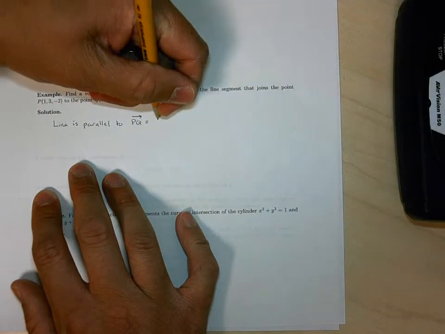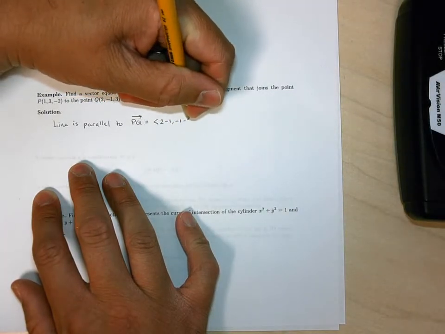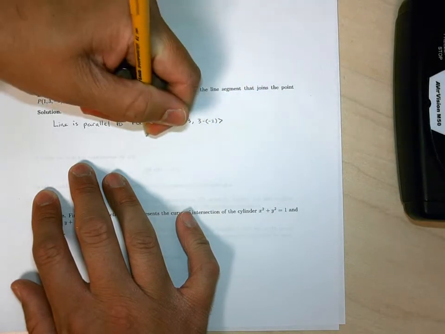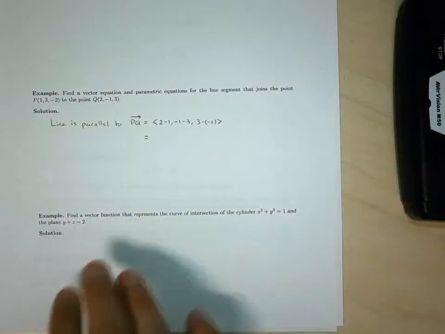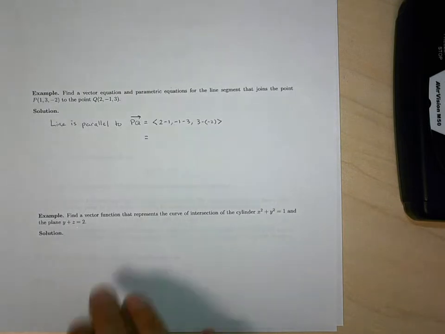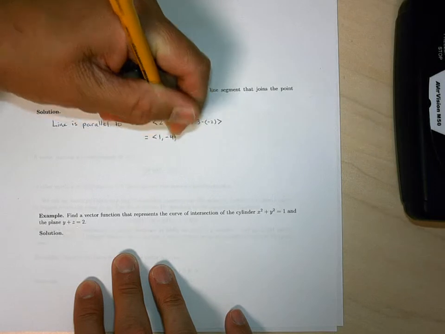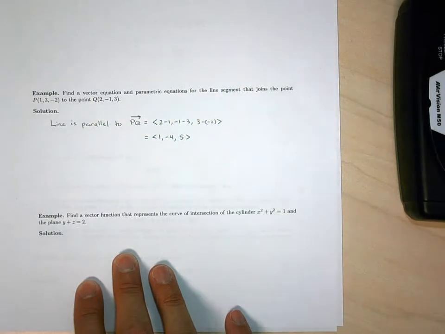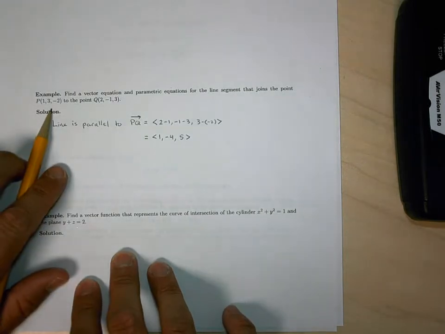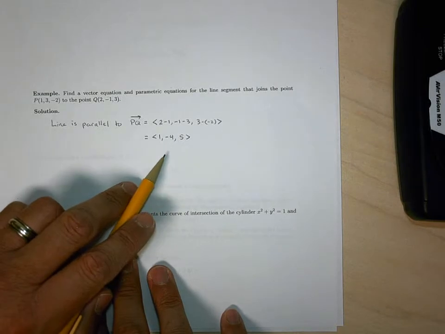For PQ, we're just going to subtract the components, Q minus P. So taking the x of Q minus the x of P and so on. 2 minus 1, I have 1. Negative 1 minus 3 is negative 4. 3 minus negative 2 is 5. So we have a line that passes through 1, 3, negative 2 and is parallel to this vector 1, negative 4, 5.